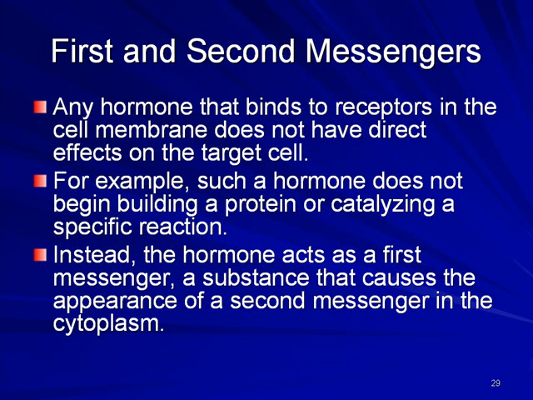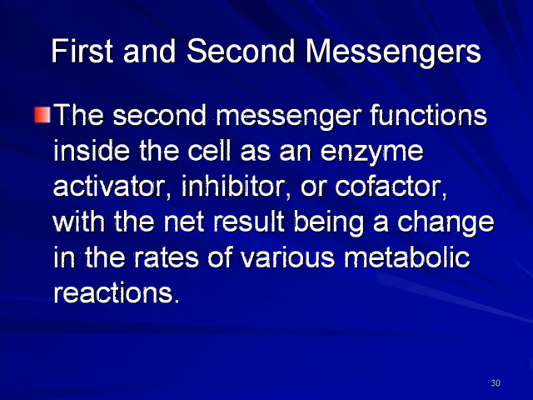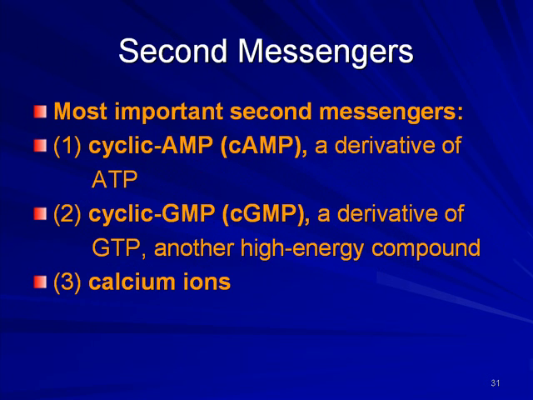Now, there are messengers. Any hormone that binds to a receptor in a cell membrane does not have a direct effect on the target cell. The hormone does not begin building a protein or catalyzing a specific reaction. Instead, the hormone acts through a messenger. This is a substance that causes the appearance of a secondary messenger inside the cytoplasm. Your book goes into a little more detail about how these mechanisms work. The secondary messenger is what functions inside the cell as an enzyme activator, an inhibitor, or a cofactor, with the net result of changing the rate of various metabolic reactions.